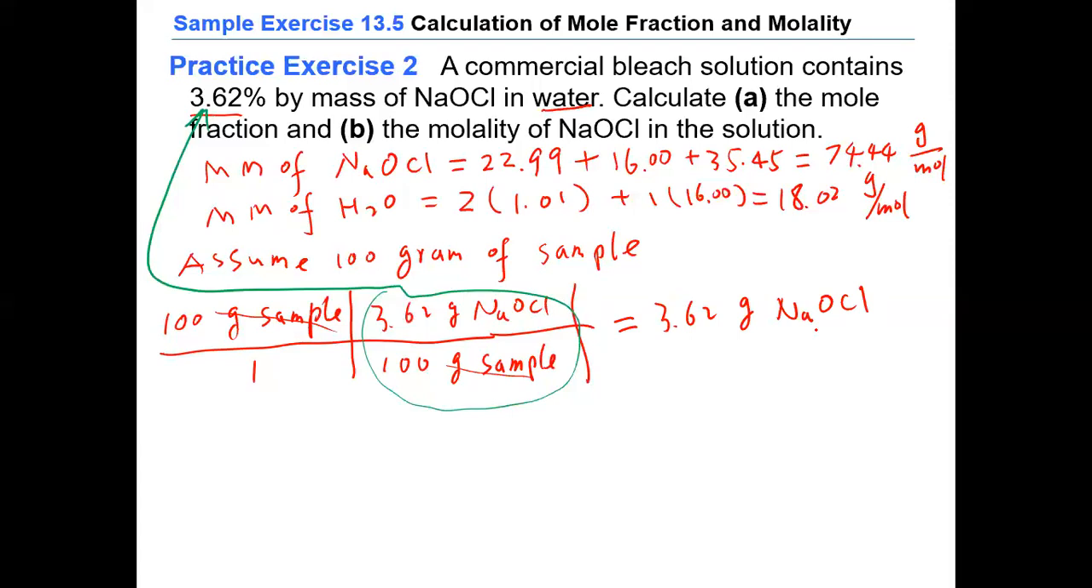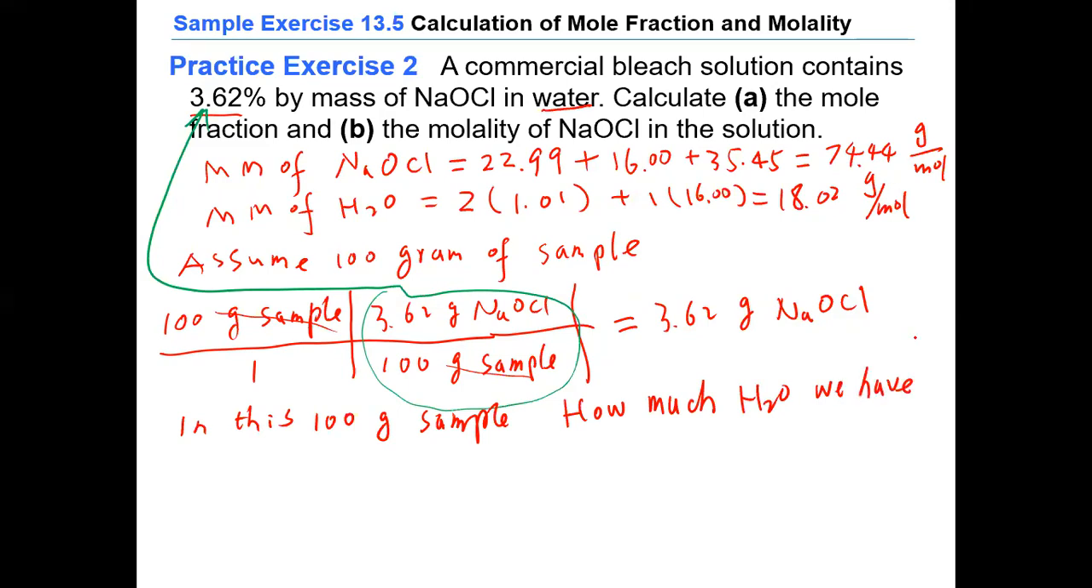After assuming we have 100 gram of sample, we know that in this 100 gram sample, we have 3.62 gram of NaOCl. So now the question is, in this 100 gram sample, how much water do we have? How much solvent do we have? Any comment? How do we find out how many grams of water are in 100 gram of sample, if we know our sample has NaOCl and also has water?